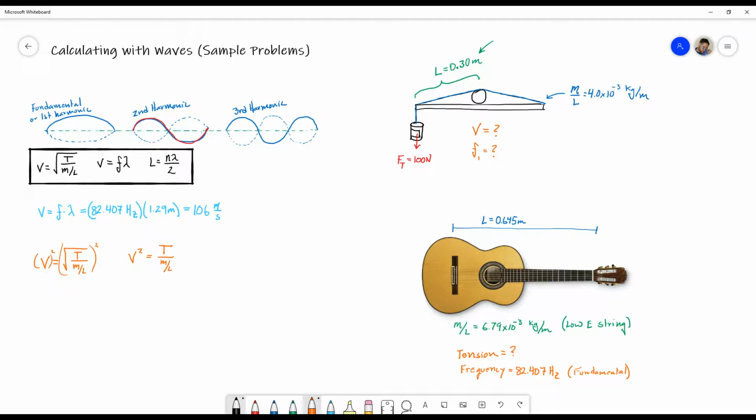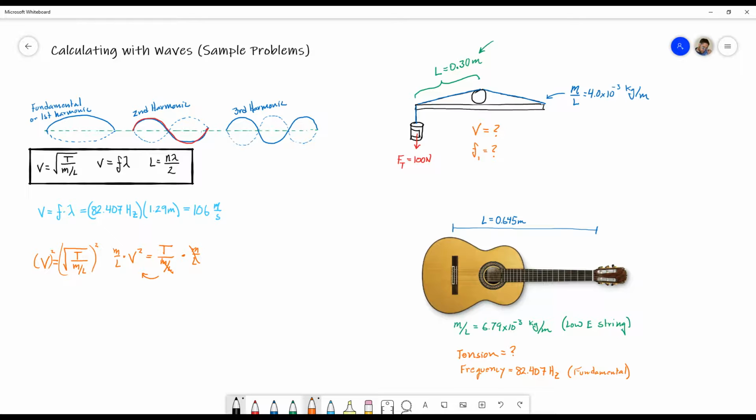Once again, I'm solving for T, so I need to get that mass per length over to the other side. Right now, it's on the bottom of the fraction. So if I multiply by mass per length as a single entity on both sides, it cancels out on this side, and all I have left is tension on the right-hand side, and I've got this mass per length times my velocity squared.